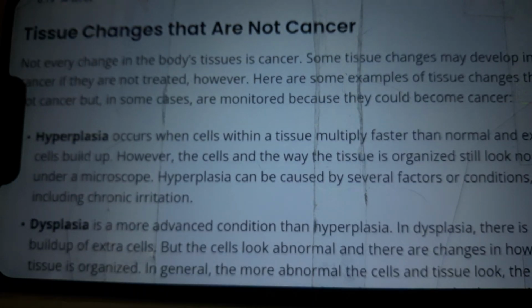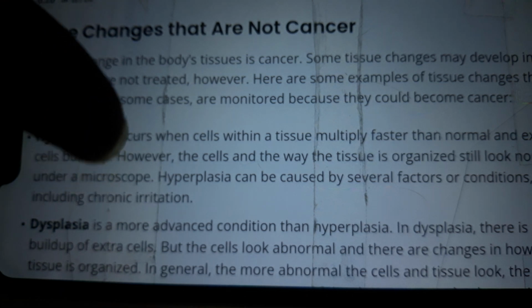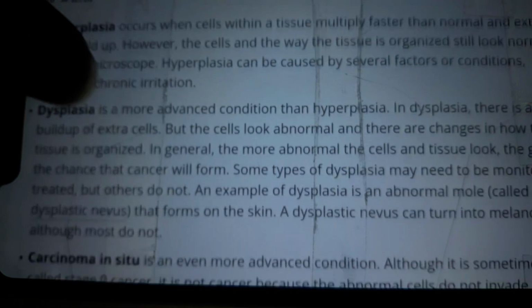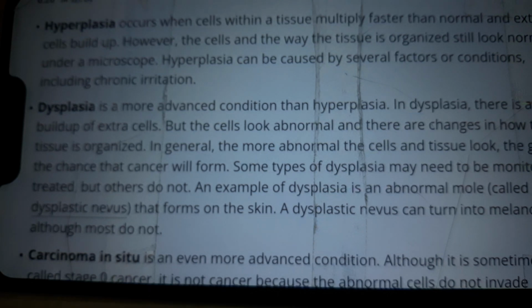Tissue changes that are not cancer. Not every change in the body's tissue is cancer. This is also something you should necessarily know about. Some tissue changes may develop into cancer if they are not treated. However, here are some examples of tissue changes that are not cancer, but in some cases are monitored because they could become cancer. One would be hyperplasia, which occurs when cells within a tissue multiply faster than normal and extra cells build up.